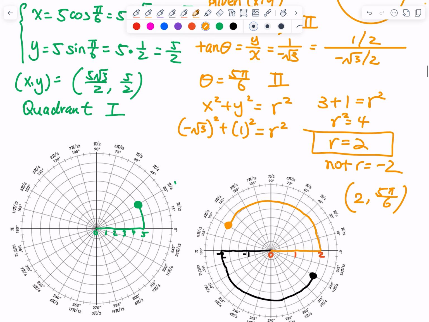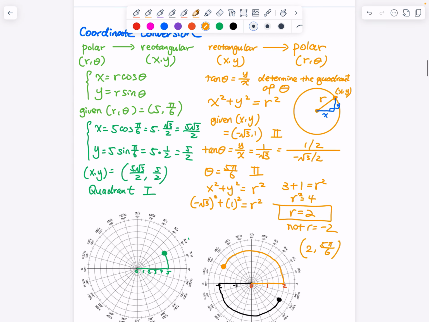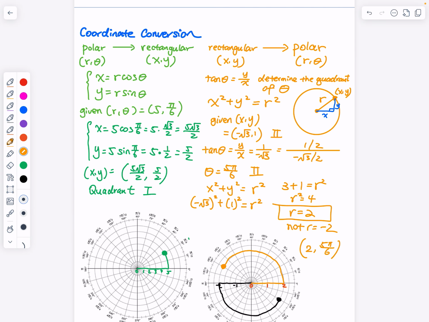All right, so this is the end of this video. In this video, once again, we have polar coordinates and rectangular coordinates. This is how you convert back and forth from polar to rectangular, and from rectangular to polar. Make sure you check the quadrant because they are always consistent.